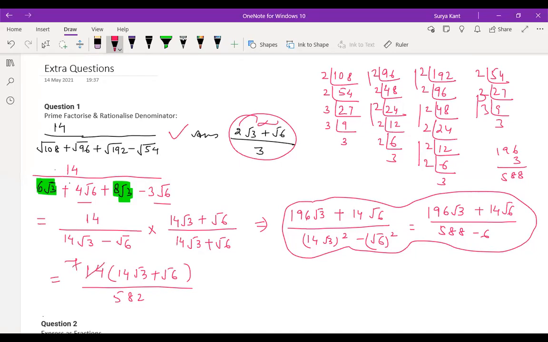So 2 7s are 14, 2 2s are 4, then 1 9s are 18, 1 291. This is a prime number. So this is the answer. Okay, sir. Just check once again. So this is the answer. We are not making any mistakes here, right? Yes, sir. Fine.